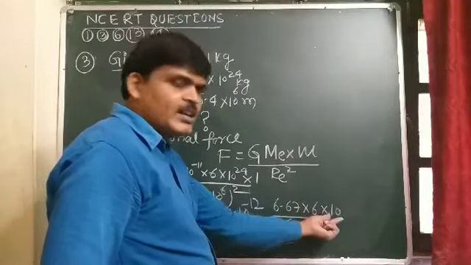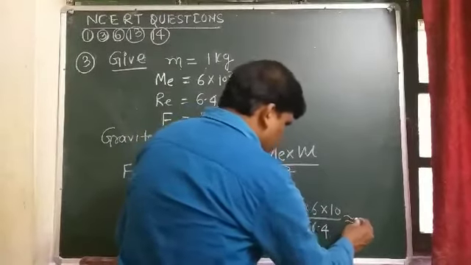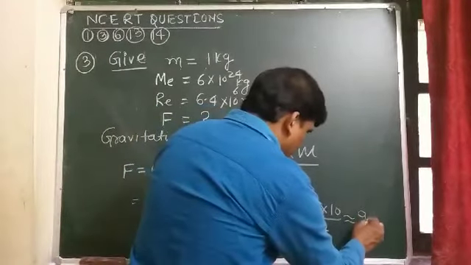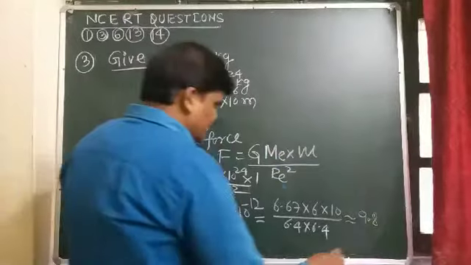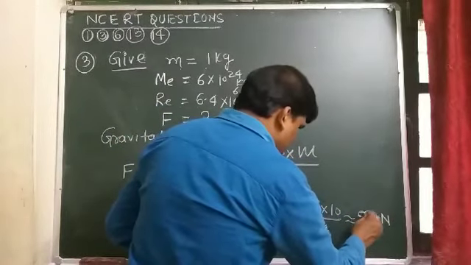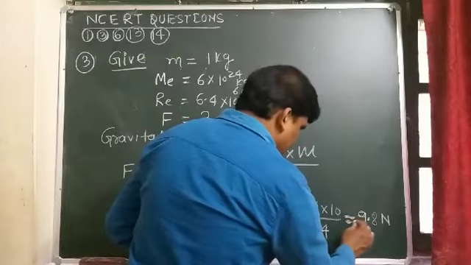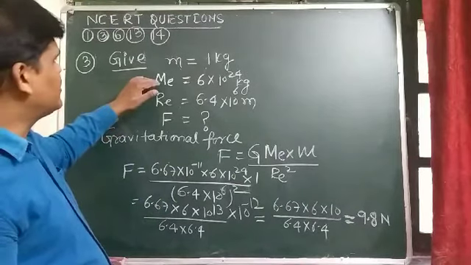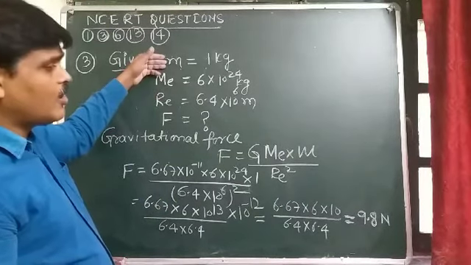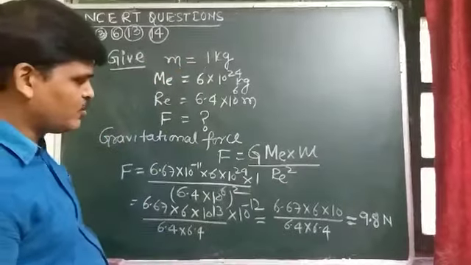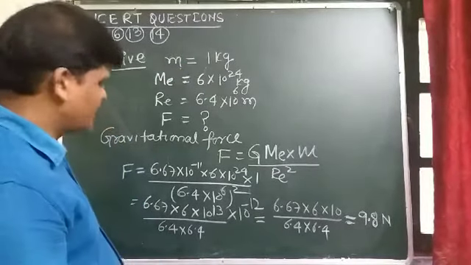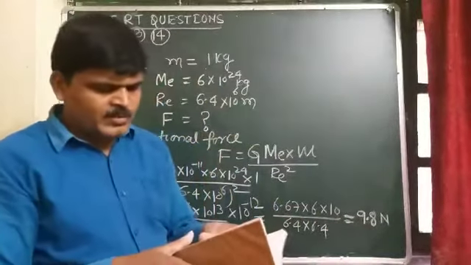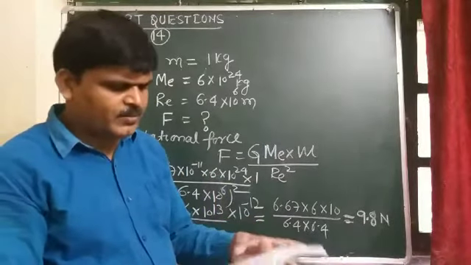So the answer comes out to be nearly 9.8, and the gravitational force comes in the form of what? Newton. So the answer comes out to be nearly 9.8 Newton. So the gravitational force acting between the mass of the earth and an object of mass 1 kg comes out to be 9.8 Newton. And student, next question, question number 6 from the NCERT book, page number 144.